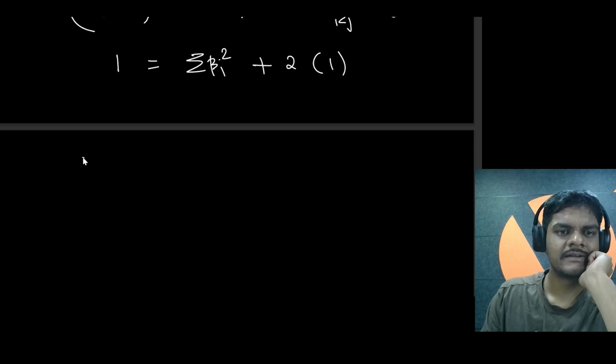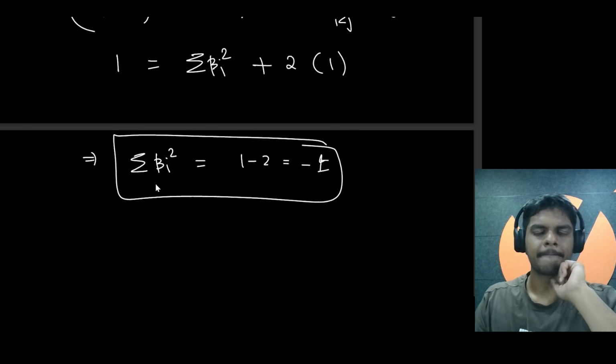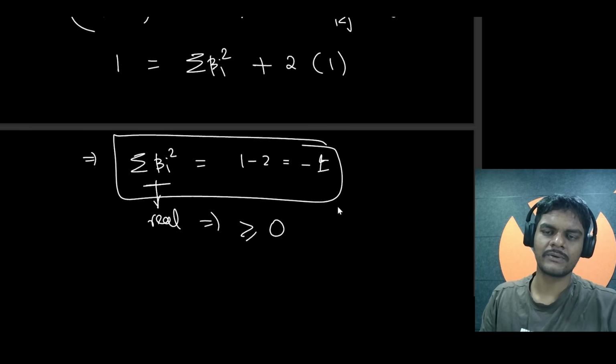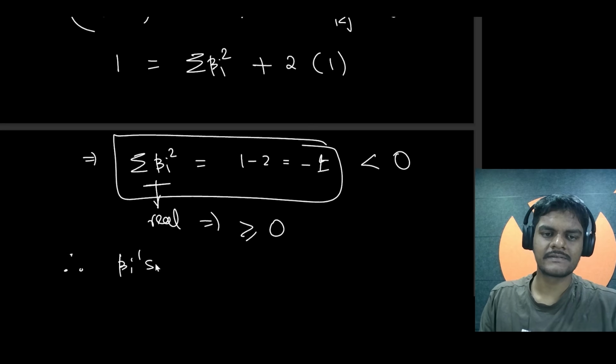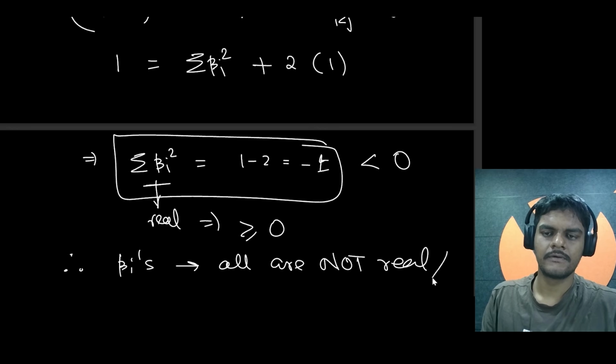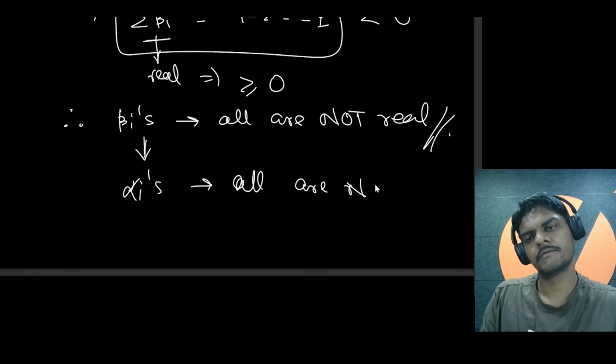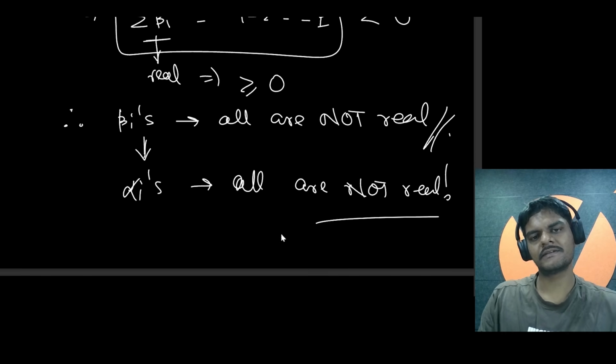So this will imply that summation beta I square is equal to 1 minus 2, which is minus 1. Right? Make sense? So now, is this possible? If these are real, that would imply this is always greater than or equal to 0, but this is less than 0. Therefore, the beta i's are all not real. That means this will also imply that the alpha i's are also all not real. That's it. That's what we needed to prove.